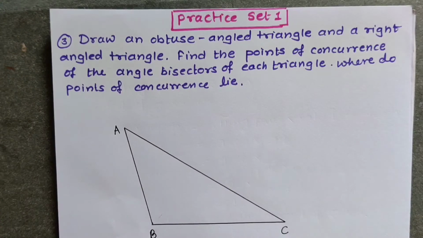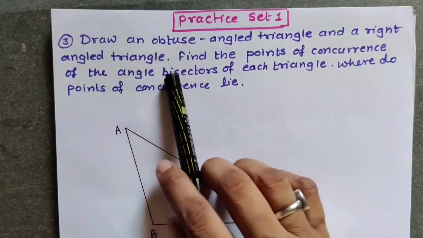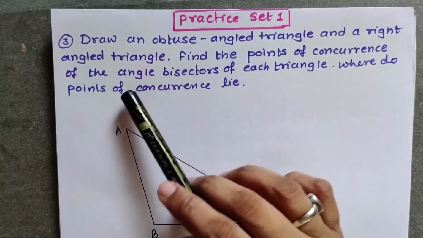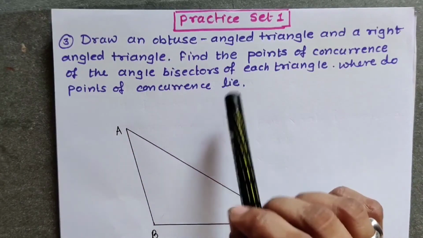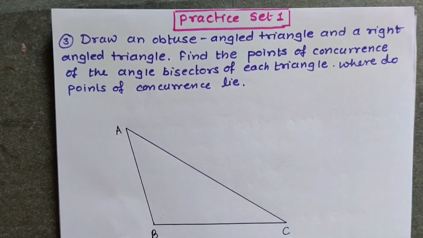So question number 3 is: draw an obtuse angle triangle and a right angle triangle. We have to draw both these triangles first. Then find the points of concurrence of angle bisectors of each triangle. So we have to draw angle bisectors. Where do the points of concurrence lie? We have to find the position of the point of concurrence.